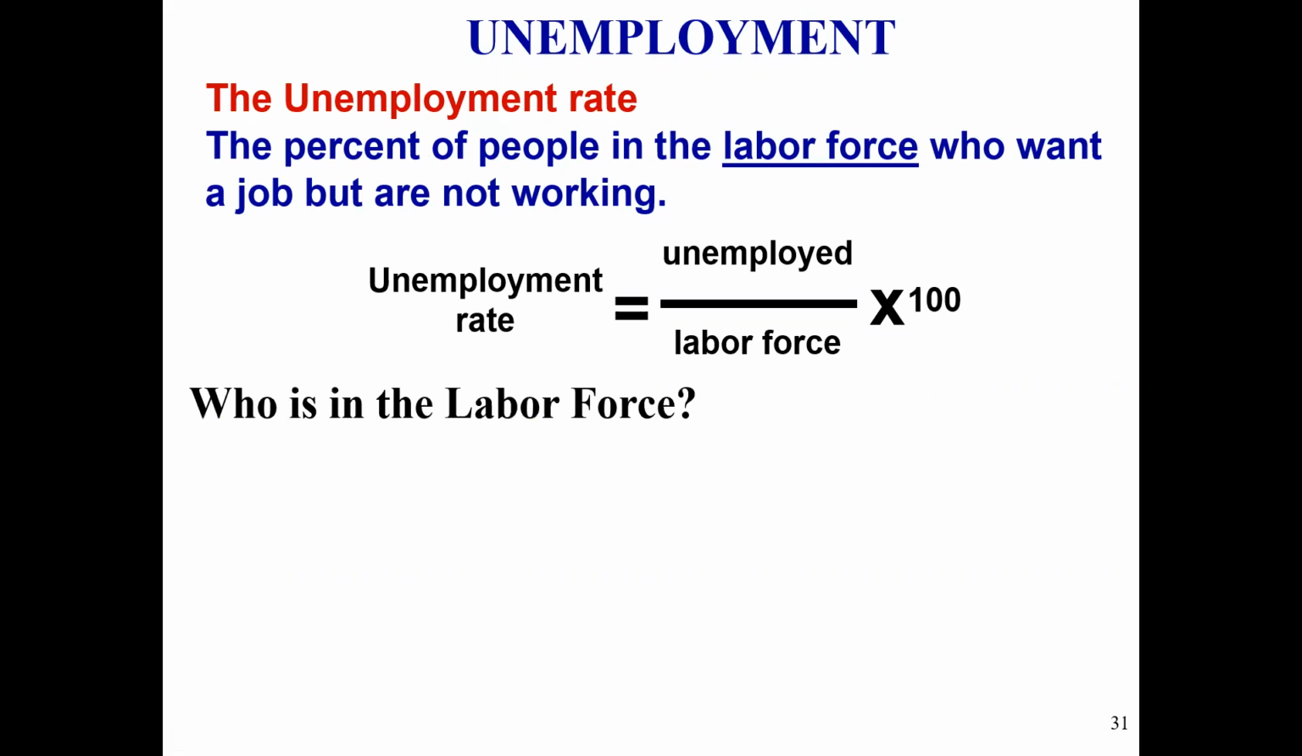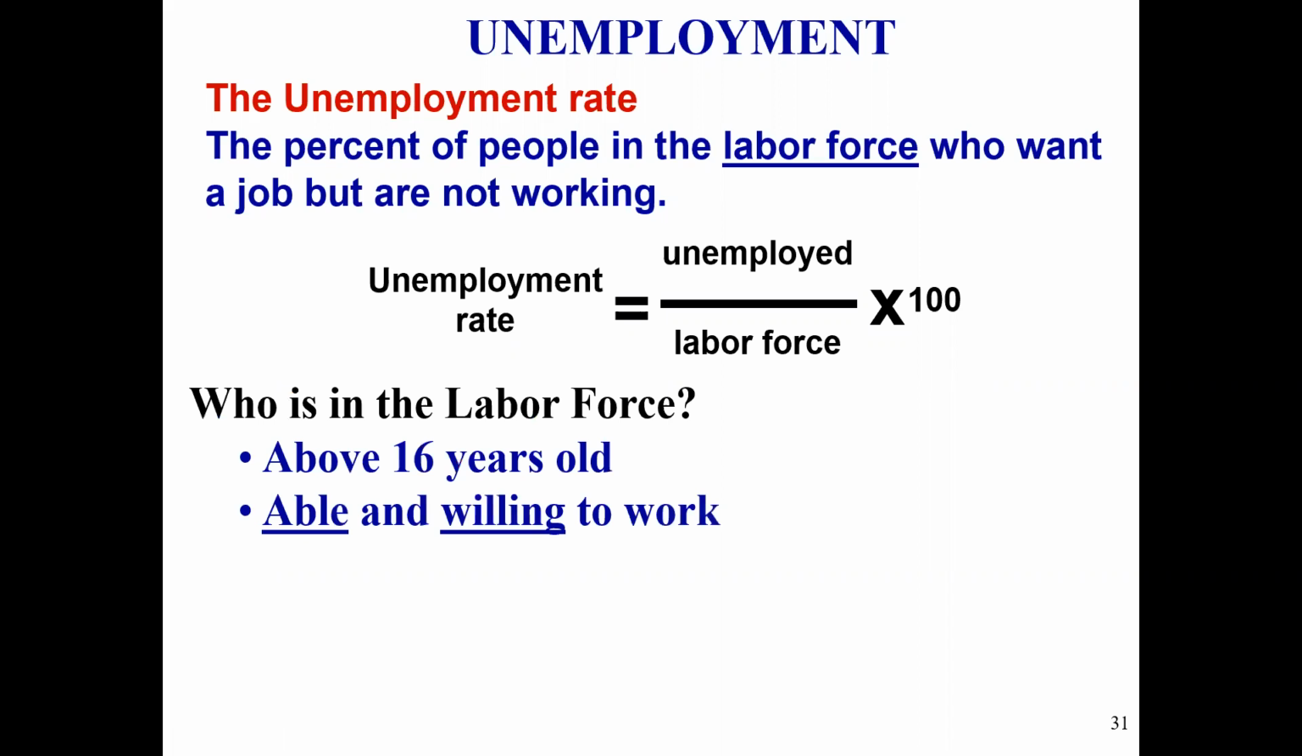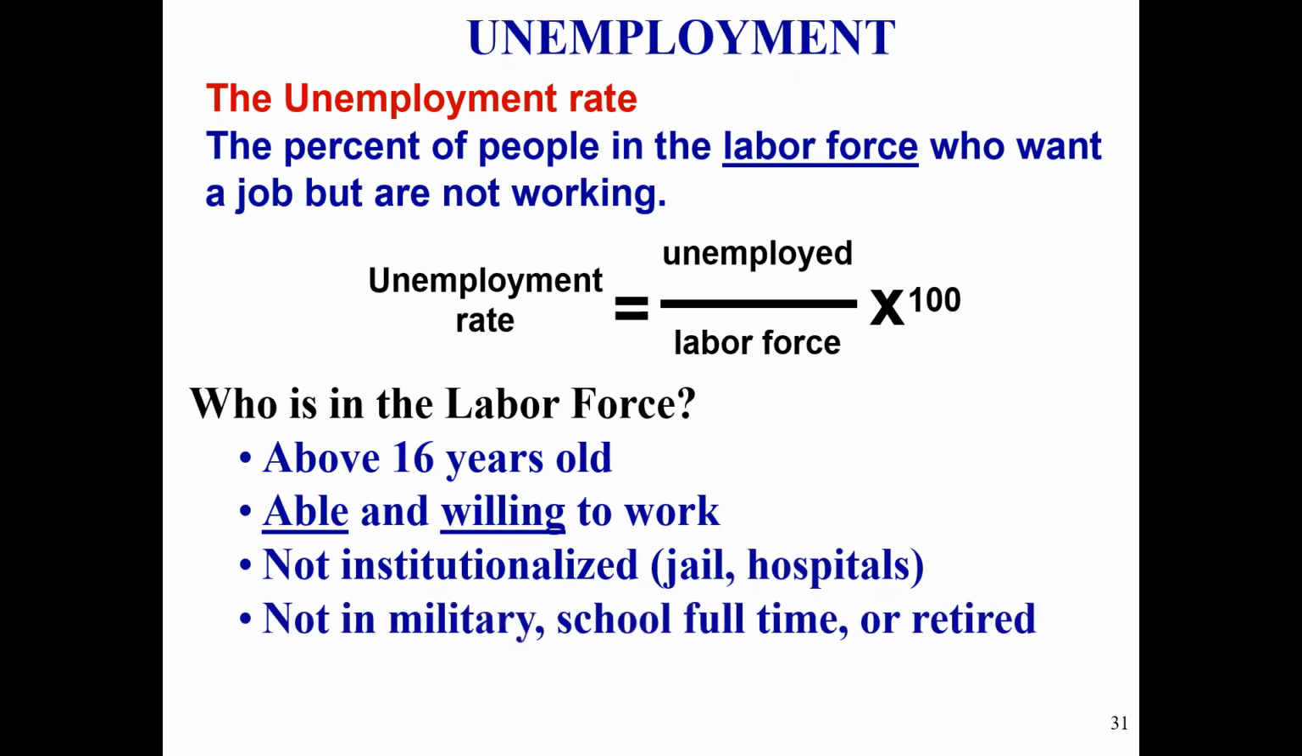Okay. Now, the labor force: you have to be above 16 years old, able and willing to work, and have looked for a job within the last 4 weeks. Remember, if you're unemployed and you stop looking for a job, you're a discouraged worker. You're not part of the labor force. Not institutionalized, not in the military, school full-time, or retired. Okay? So again, above 16, able and willing. If I get fired from my job and I stop looking for work, I'm discouraged. I'm not part of the labor force.